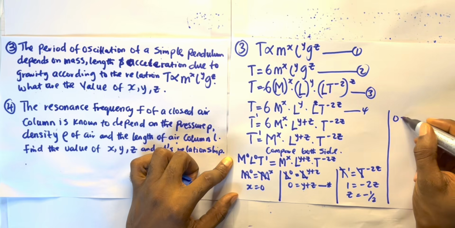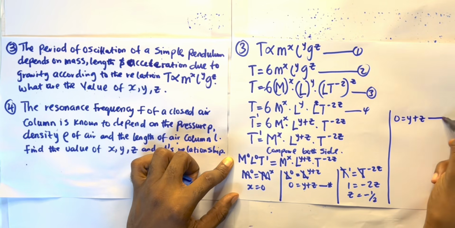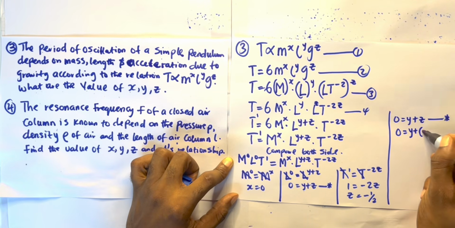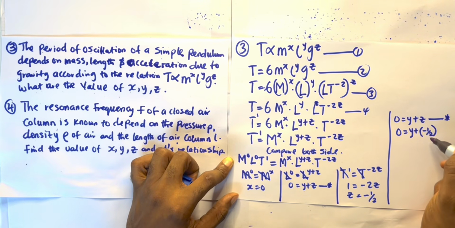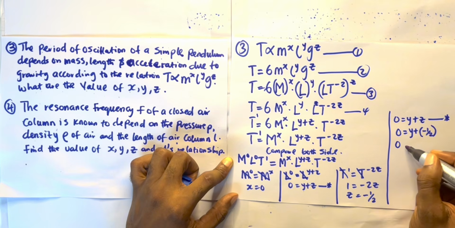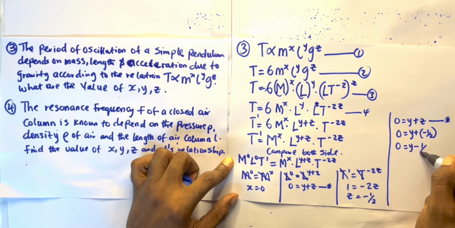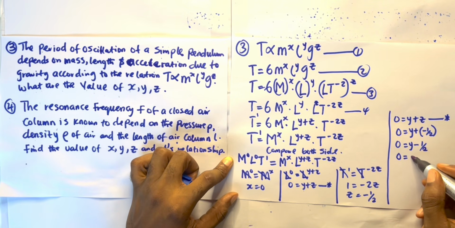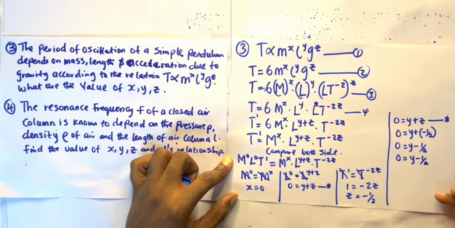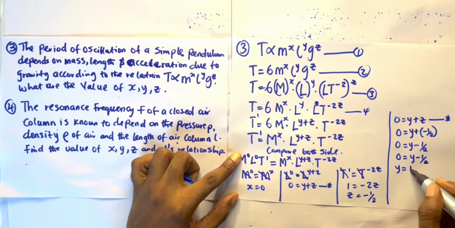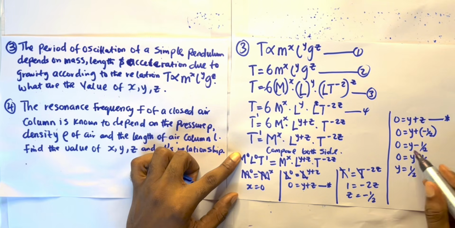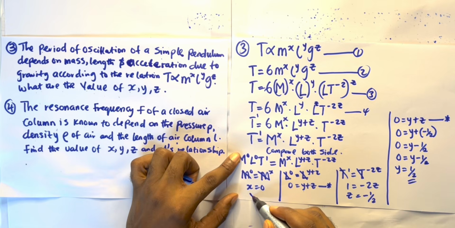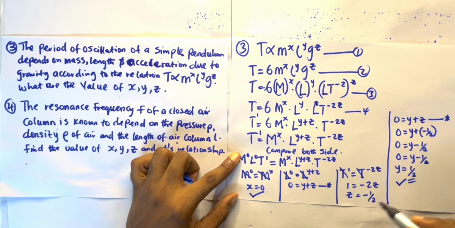So my 0 is equal to y plus z. 0 alone will equal what? y plus bracket open minus half. I'm substituting z here. So my 0 alone will be equal to y minus half. And I'll have y alone is equal to half, as I cross the minus sign over the equality. So therefore, I've gotten the values of x, y, and z.